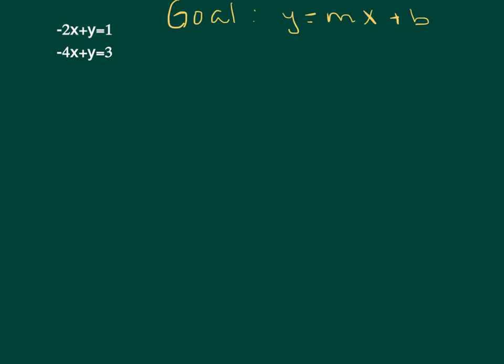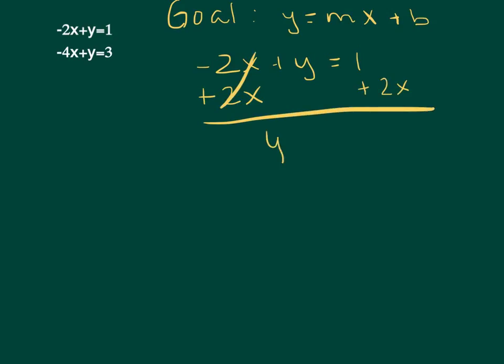So let's look at the first equation. We have negative 2x plus y equals 1. And we want it in y equals mx plus b. So we look at the side with the y, because we want to solve for y, correct? And this negative 2x is hanging out with it, and we want that to go away. So to get rid of that, we add 2x to one side. What we do to one side, we got to do to the other. That goes away. Y equals 2x plus 1. Boom. That's in the correct form.